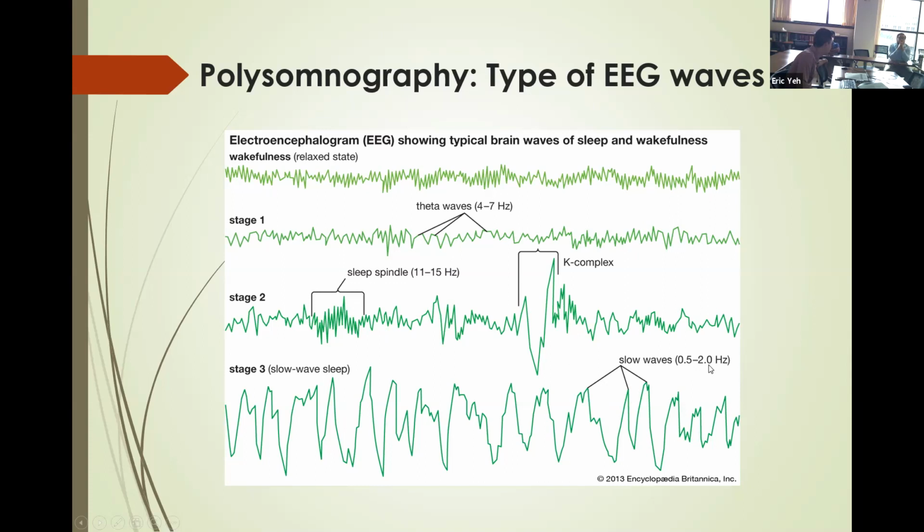We call it also what type of wave? Stage 3. Yep, that's right. And then with REM sleep, what kind of thing do we see? Sawtooth, right? So with sawtooth, just kind of remember when you look at the EEG, kind of go through it.